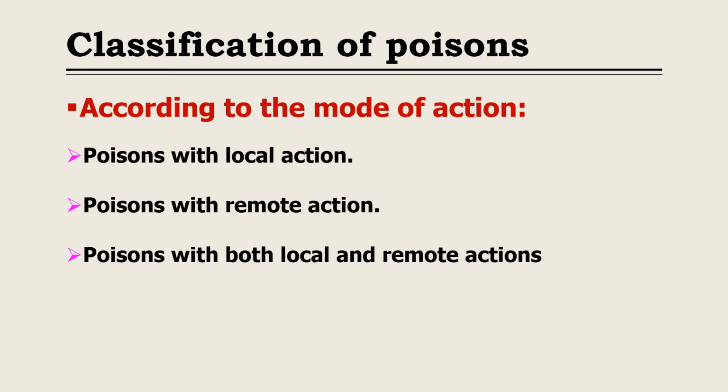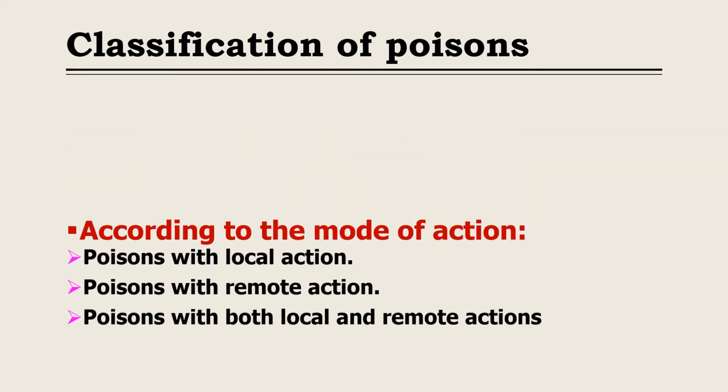The most famous examples for these substances are the heavy metals. Heavy metals like iron, mercury, lead, arsenic act by local effect in the GIT and then remote effect after its absorption. So these are the classifications of poisons, either by the target organ, or by the nature of the poison, or the most commonly used one, the mode of action.